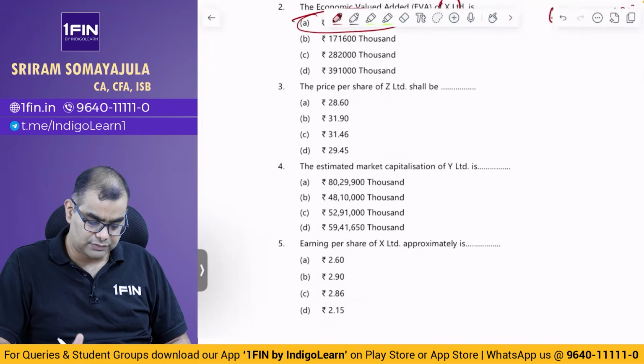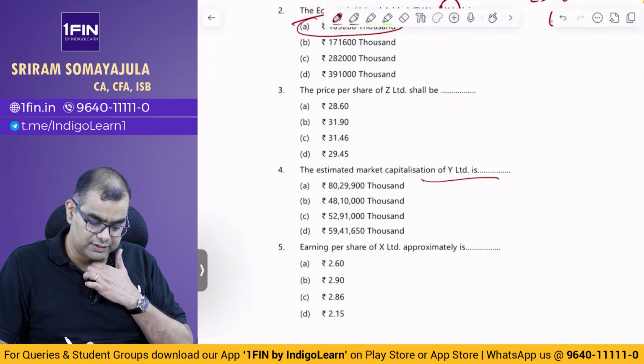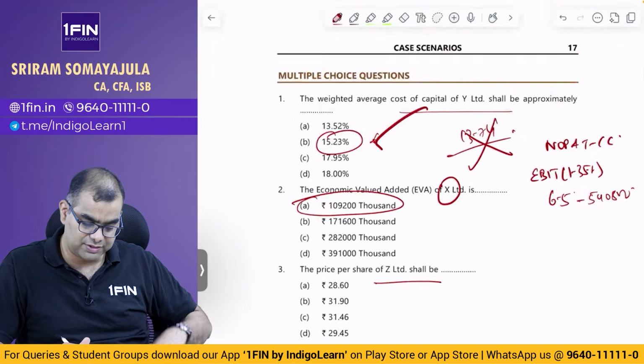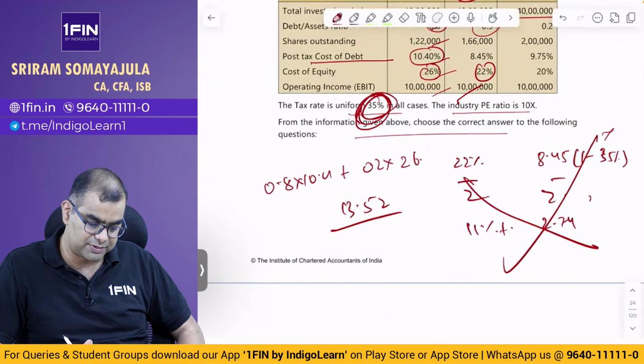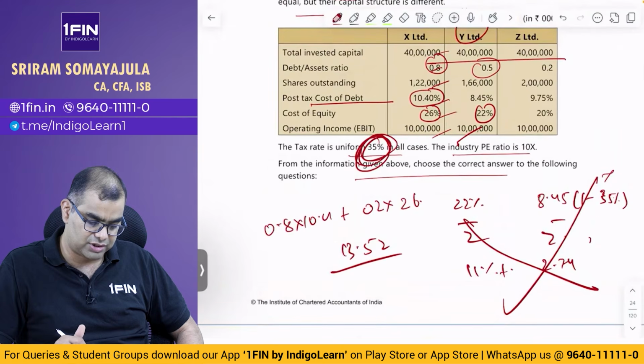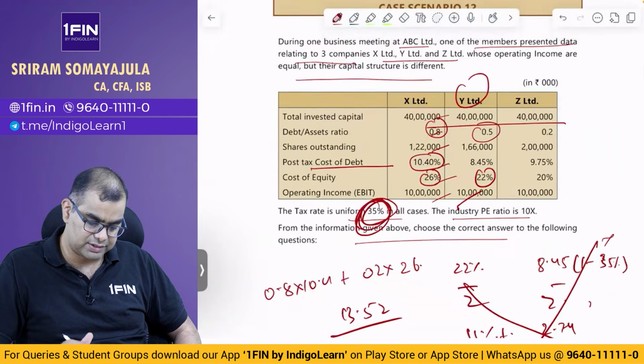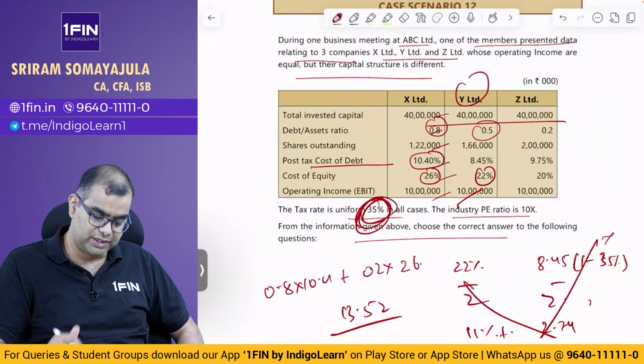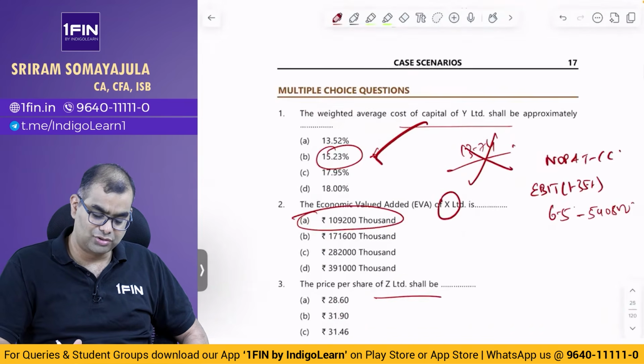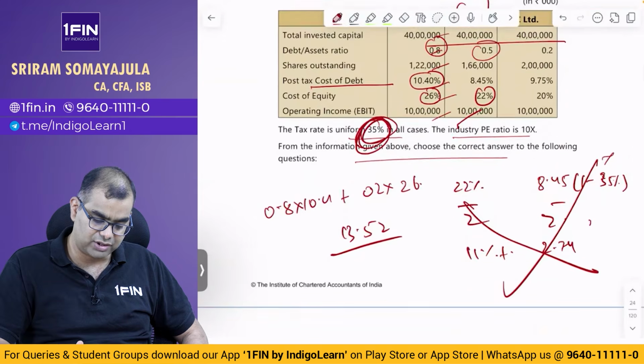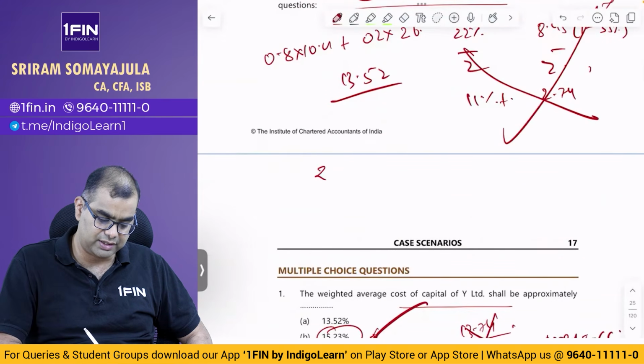Then, estimated market capitalization of Y. No, sorry, price per share of Z. What is price per share of Z? How will you arrive at price per share of Z? You have shares outstanding. How will you arrive at price? Invested capital is there. PE ratio. So, you have to arrive at EPS. So, what is EPS? EPS is your EBIT. In Z, EBIT is 10 lakhs.